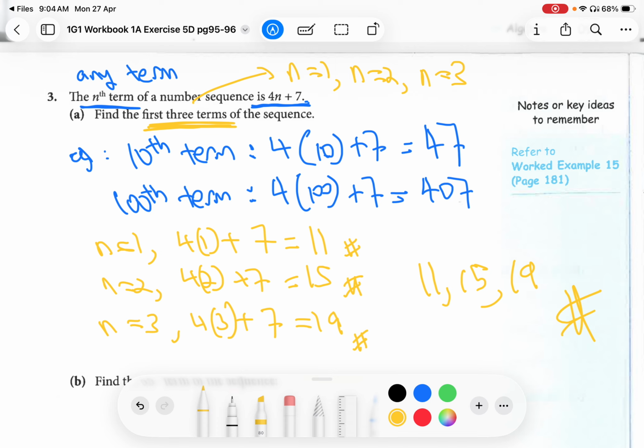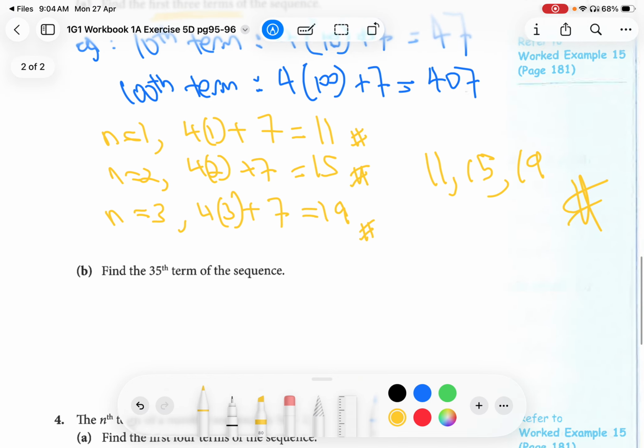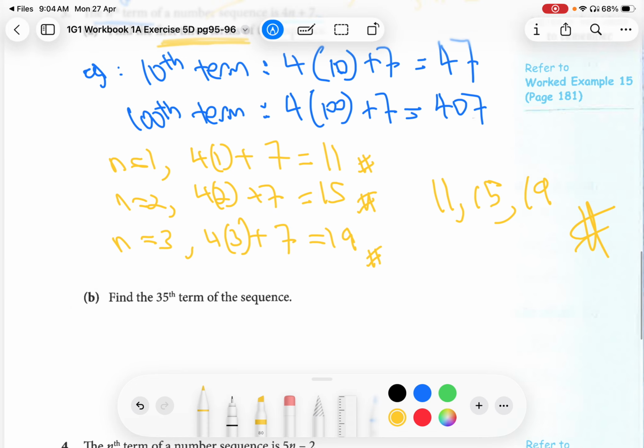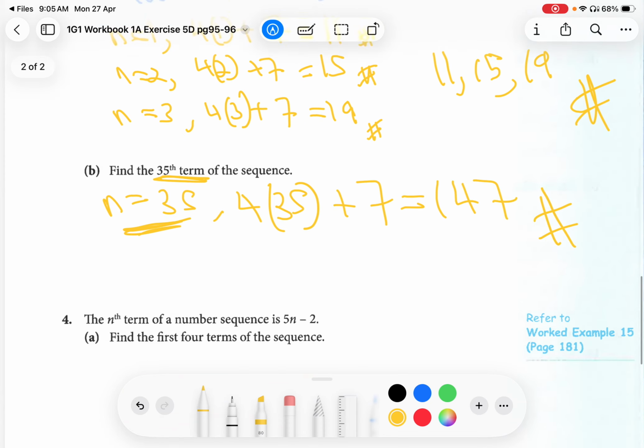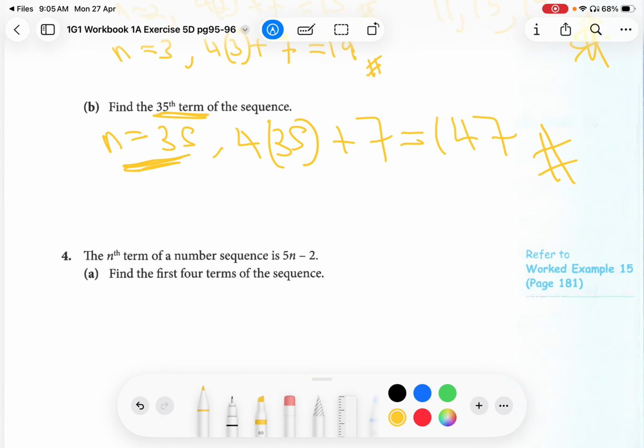Okay, that is what it means. The next one: find the 35th term of the sequence. So once you understand this, the 35th term means when n is 35. 4 times 35 plus 7. Then you press the calculator and you get the answer.